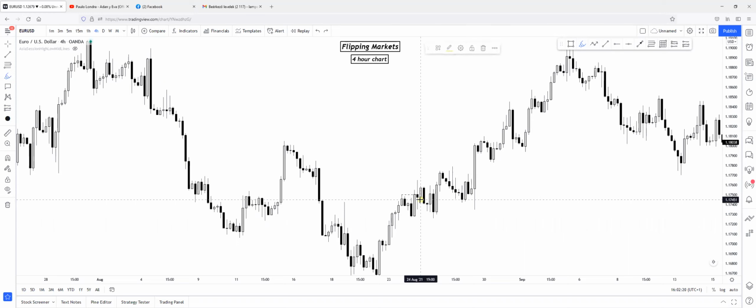But as you can see, this candle and this candle closed above this high with a body. So it's a full body closure. So this will count as a break of structure. So basically, this upside candle created the break of structure to the upside.